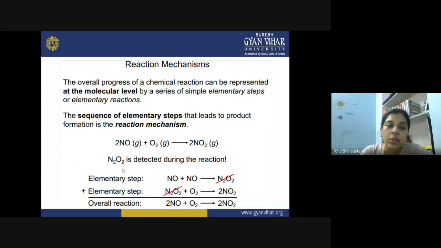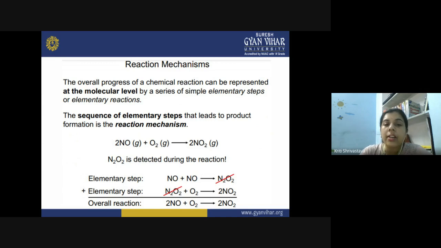N2O2 is not included on the reactant side, nor is it present on the product side. So how do we detect N2O2 in this reaction? It was involved somewhere as an intermediate, and that is how it is detected. This also indicates that this is not a single step concerted mechanism. Rather, it takes place in different steps involving the formation of this reactive intermediate.